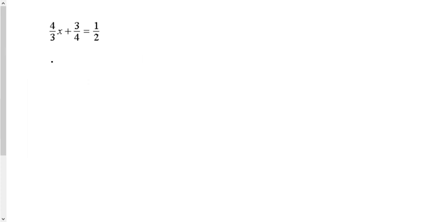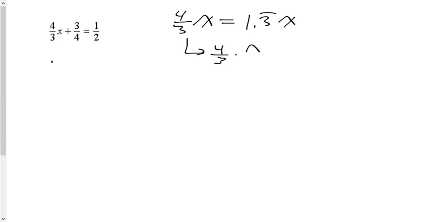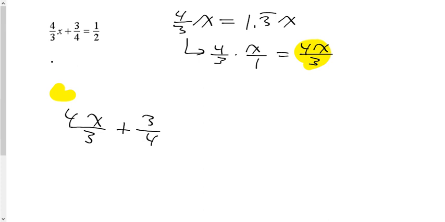Now we're back into fractions. I hate this. So remember, 4/3 x is the same thing as 1.3 repeating x, but it's also the same thing as 4/3 multiplied by x over 1, which means this is the same value, right? If I think about 4/3 x, I could write it like this, which makes it wonderful. So I'm going to write it as 4x over 3 plus 3/4 equals a half. Now you can multiply both sides by a common multiple, which would be 12 if you wanted to.